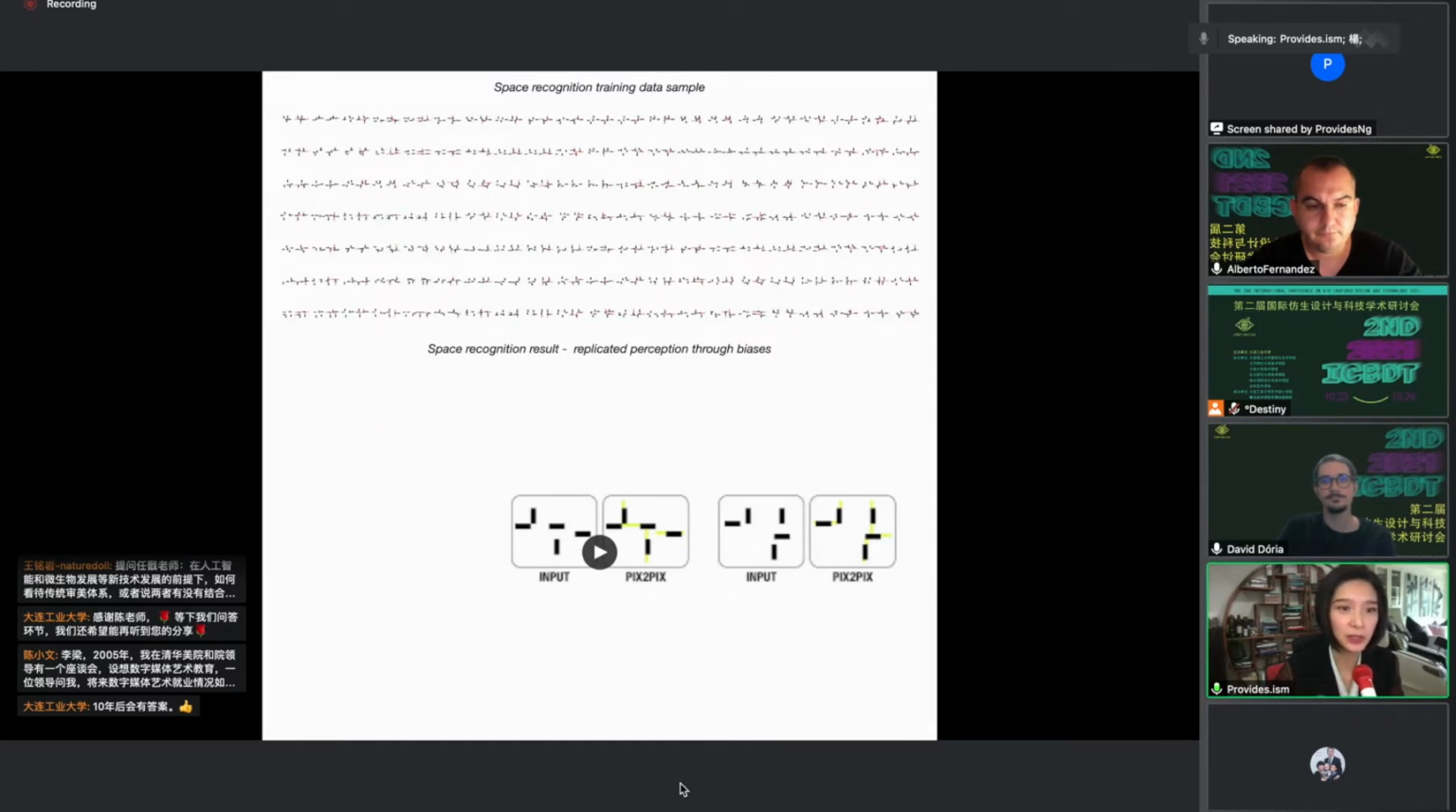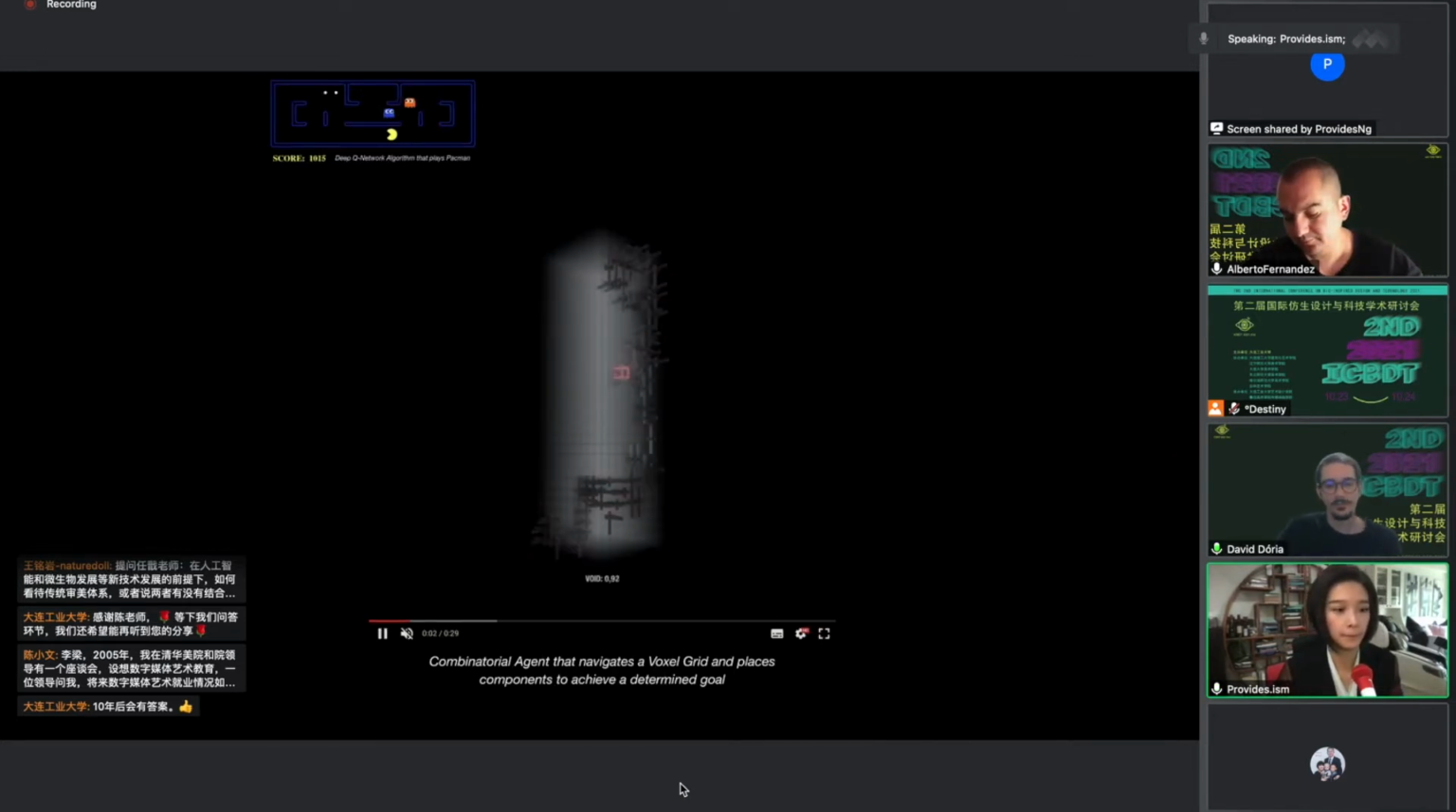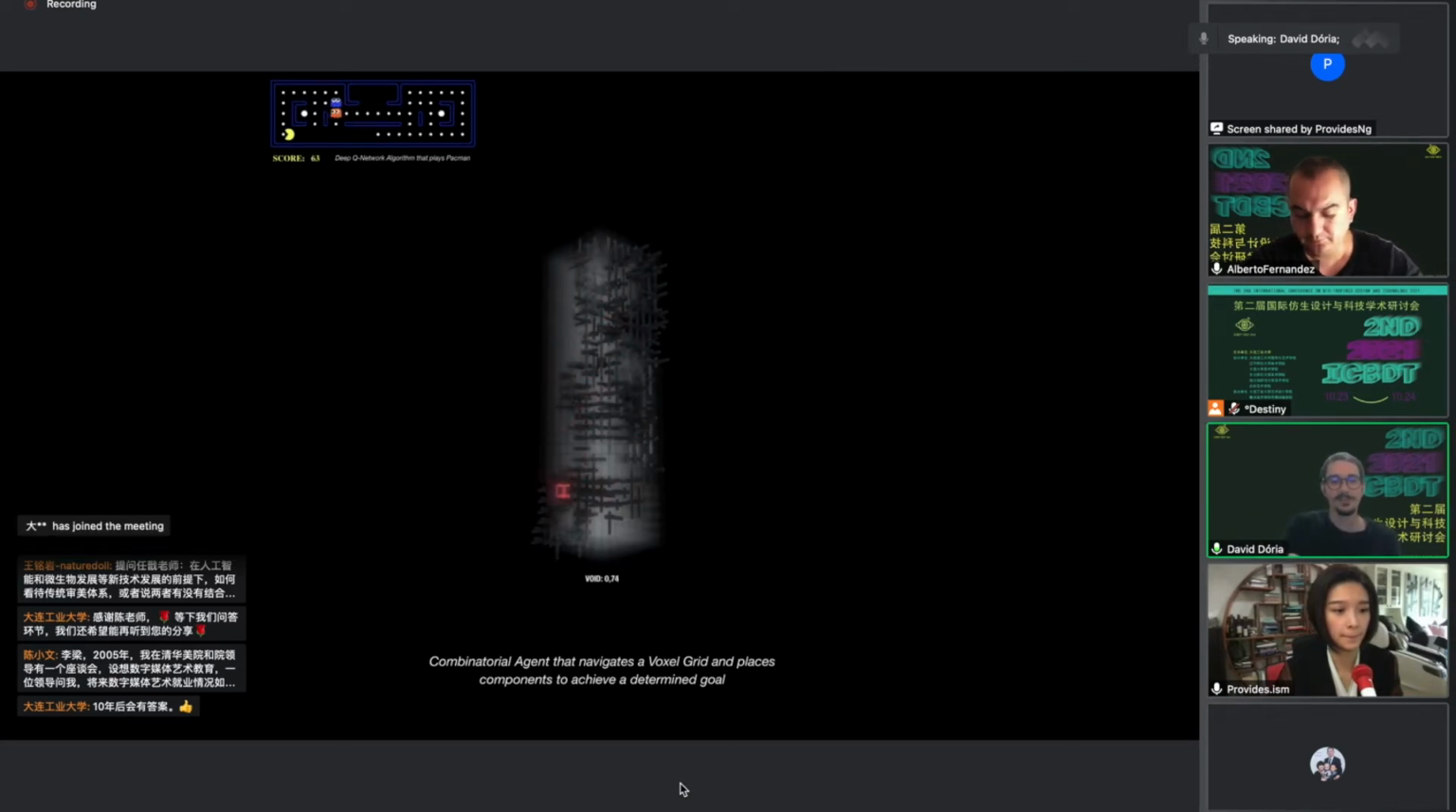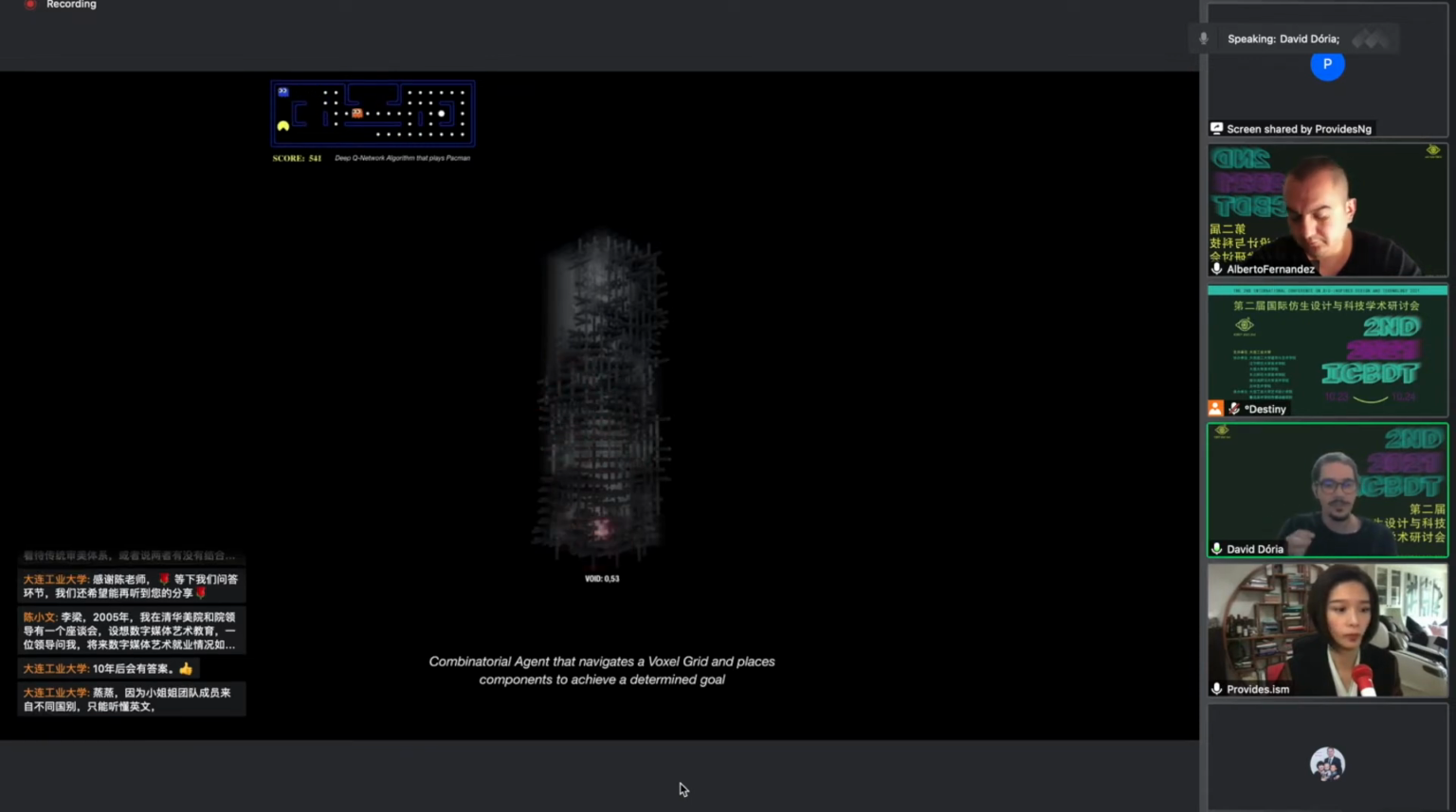And voxels can also be used to help to train reinforcement learning agents, which is a different kind of machine learning algorithm that learn by receiving rewards and penalties according to their actions in a given environment. In this example that we have on screen, we use the voxel grid as the environment that a machine learning agent can navigate and populate with architectural components.